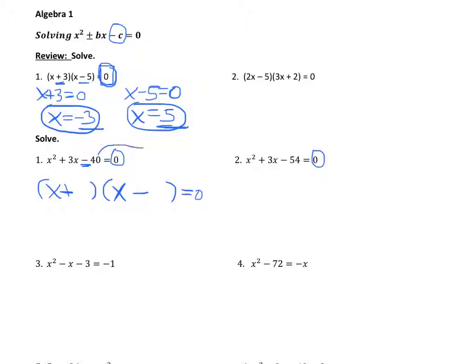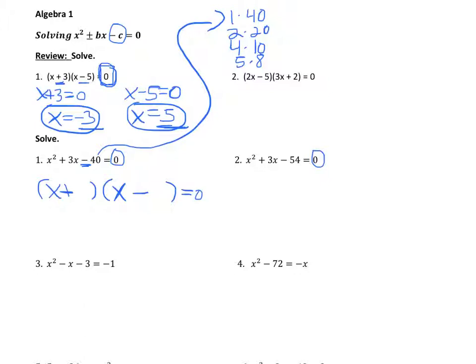Then 40, I'm going to list all my pairs for 40. I'm going to put it right up here. So I know 1 times 40 is 40. 2 times 20 is 40. Let's see, 3 doesn't go into it. 4 goes into it 10 times. Let's see here, 5 goes into it 8 times.